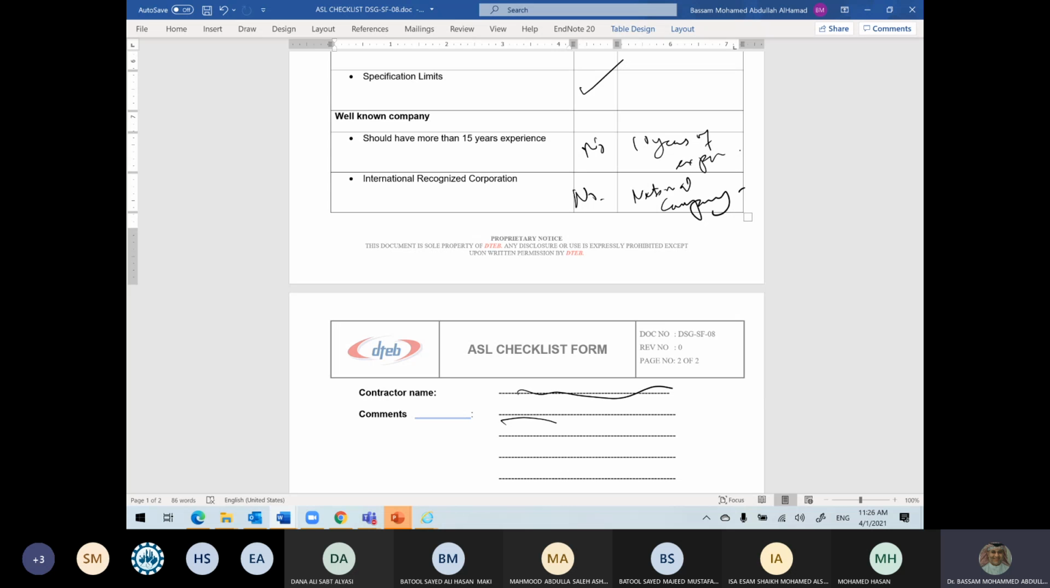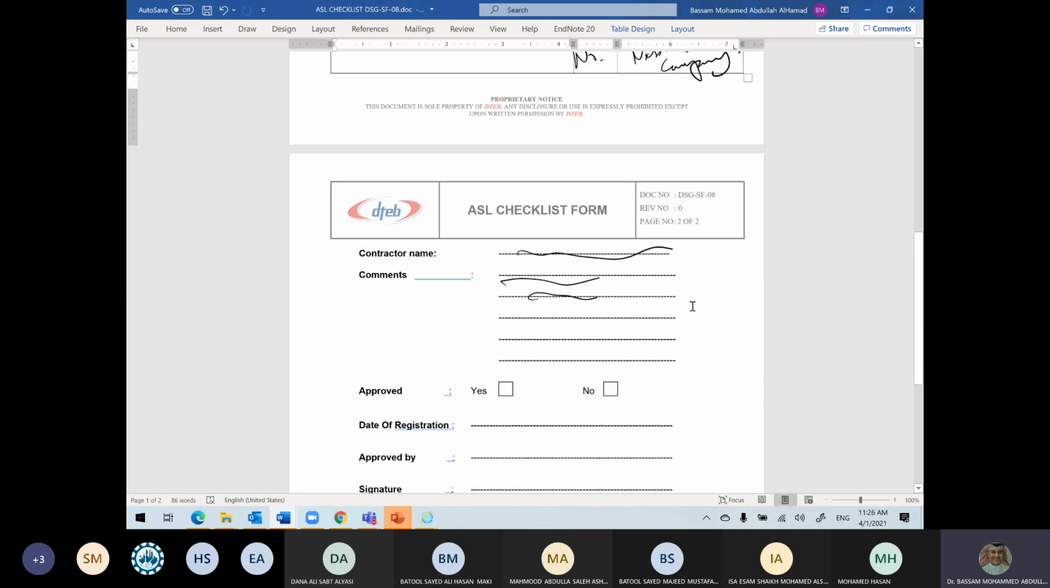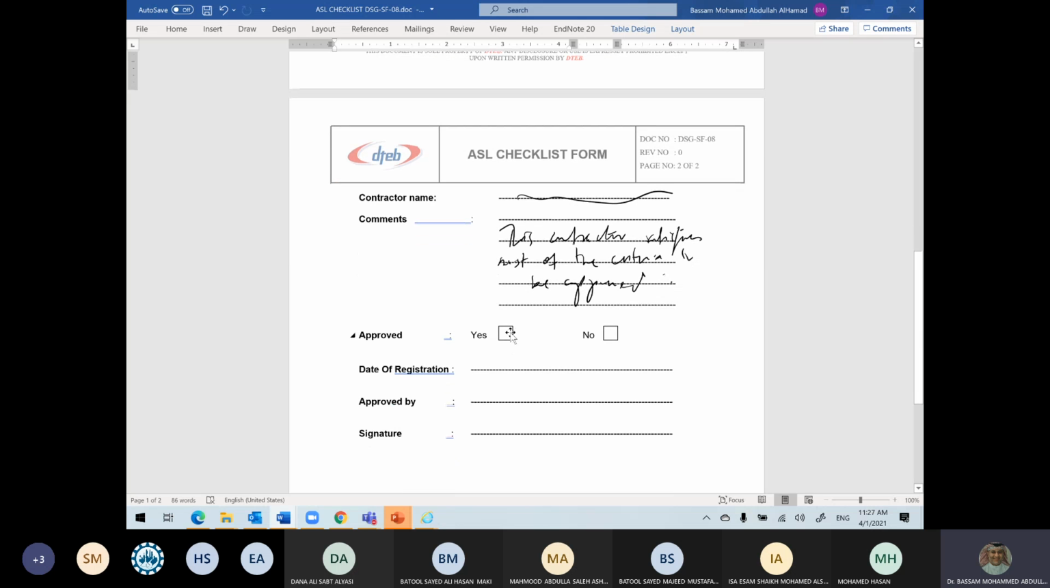And you're going to write the name here with your comments. And in your comments, you're going to say, well, this contractor satisfies most of the criteria to be approved. And after you write that, you have it is approved or not.